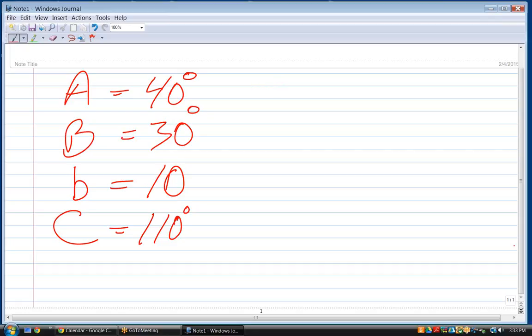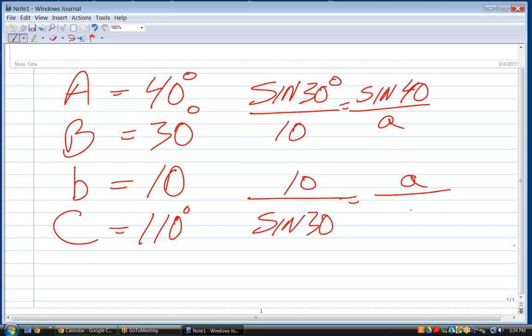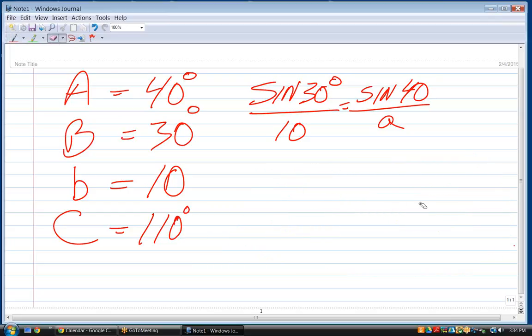Okay, so sine 30 degrees over 10 equals sine 40 over A. Now, let's just talk about that for a moment. It's not even that important. But which would be easier to come up with a solution here, if I write it like this, or if I write it like this? The second way, by quite a bit. All I need to do to solve that for A is multiply both sides by sine 40. To solve for A up here, I've got to cross multiply and then divide everything by sine 30. So I've got to do at least one extra step up here.